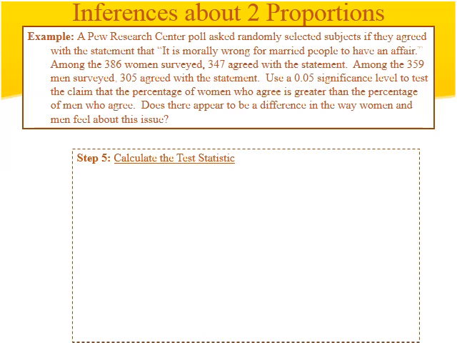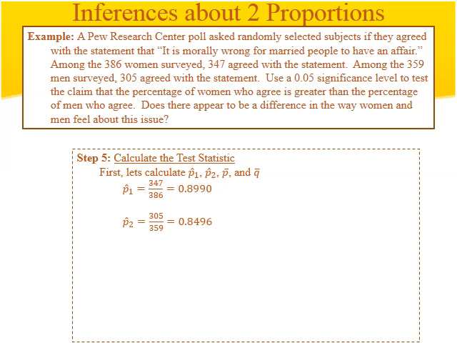Step 5 then, we're going to calculate the test statistic. So again, we're going to calculate P1 hat, P2 hat, P bar, and Q bar. So I get 0.8990 for my proportion of women who agree with the statement. 0.8496 is the proportion of men who agree with the statement. P bar was 0.8752, and Q bar then is 0.1248.